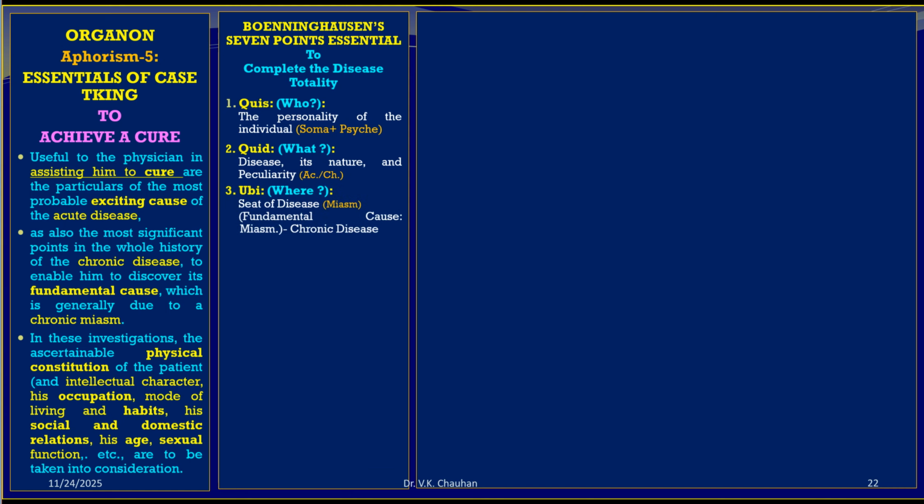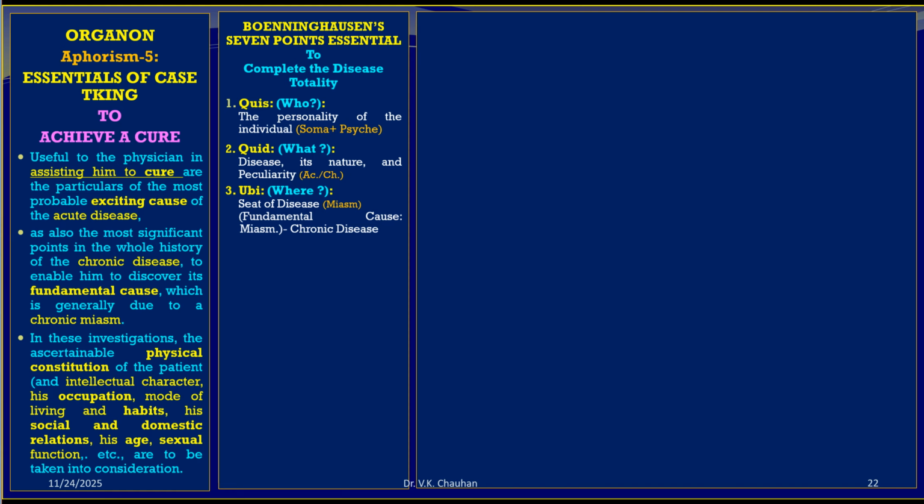And ubi means where, what is the seat of the disease. It has got two considerations: seat of the disease, the miasmatic aspect, the fundamental cause, the chronic miasm. If it is an acute disease, it is acute miasm, which is a flare of psora. But if it is a chronic disease, then there is a psora in the background, or there can be complicated miasms, psoro-sycotic, psoro-tubercular, like we have tubercular miasm or pseudopsora. That needs to be understood.